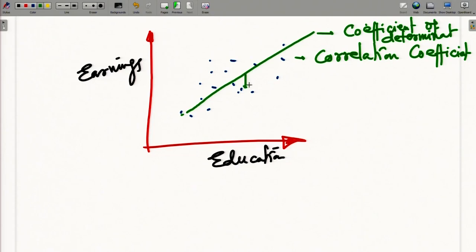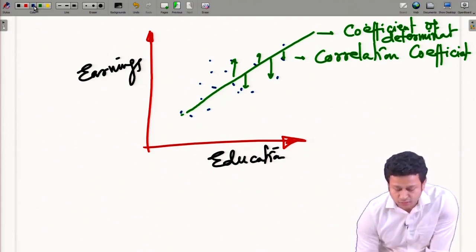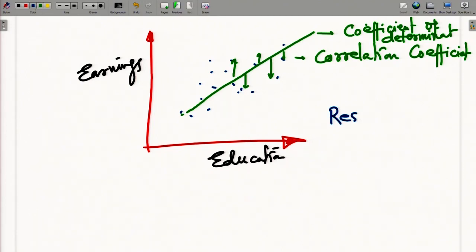We essentially want to minimize these error terms. And how do we do that? We use something called the residual sum of squares. So we could draw this line.